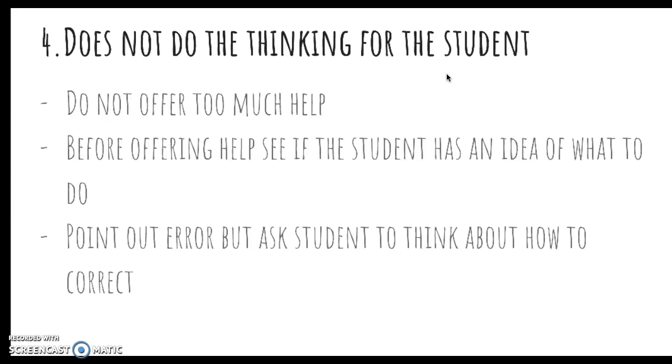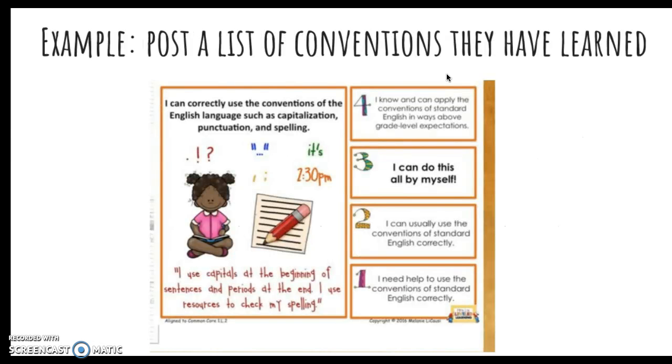You don't want to do the thinking for the student. Don't offer them too much help, and before offering help, see if they can do it on their own. You might want to point out the errors, but ask them to think how to correct it before you say, this is what you should do. An example of this that they give in the book is to post a list of conventions for writing that students have learned. This way they know they're held accountable for those because you already learned them together, and they can use that poster as a reference.